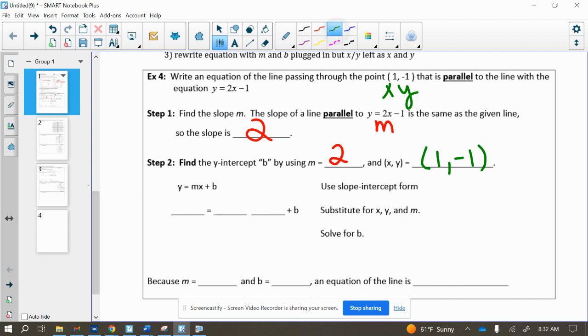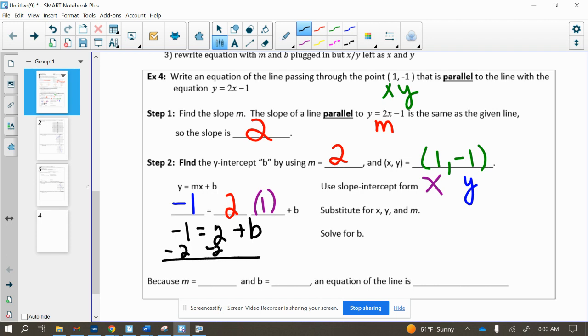So we can do that, right? Our y value is -1, our slope value is 2, and we have an x value of 1. If we simplify to solve for b, -1 is going to equal 2 times 1, which is 2, plus b. Subtract the 2 over, and we end up getting our b value to equal -3.